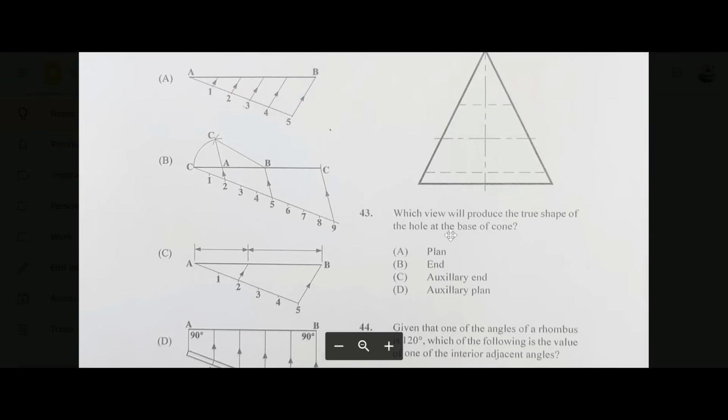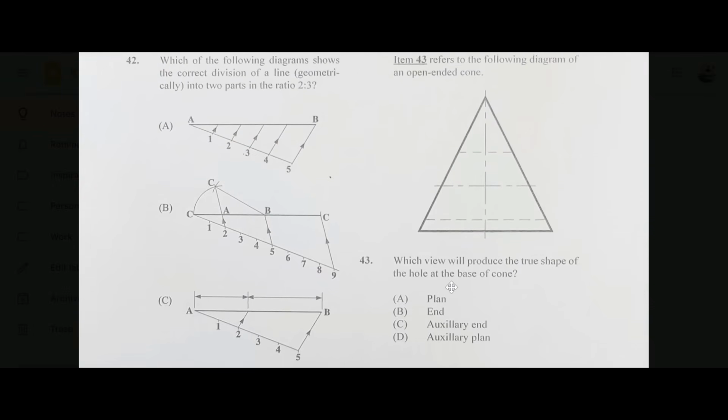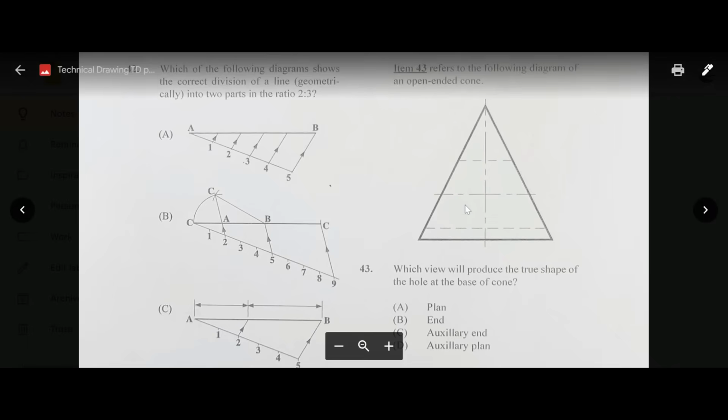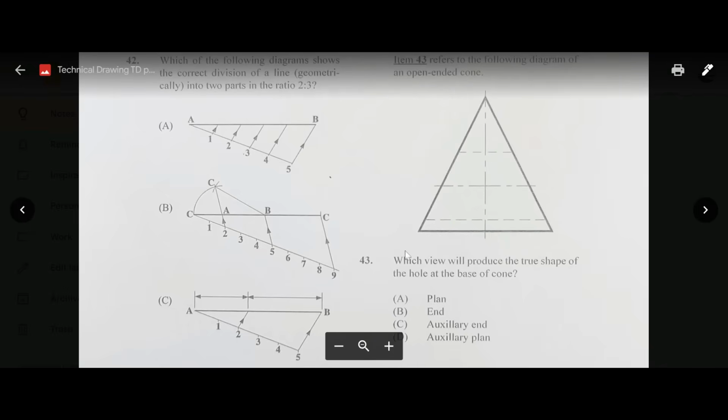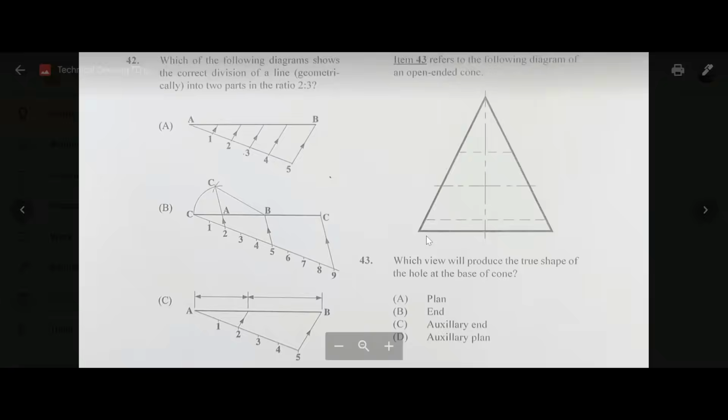Right, number 43. So we have a cone. It's an open-ended cone. Which view will produce the true shape of the hole at the base of the cone? So this is the base of the cone here. It's a cone, so it's a circle, right? But which view will produce the true shape? The answer is A, plan. So looking at it from above, you will see the true shape of the cone.